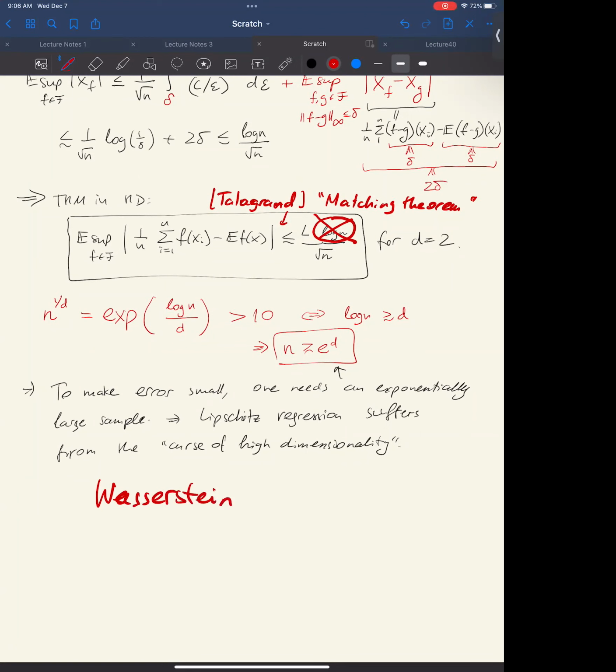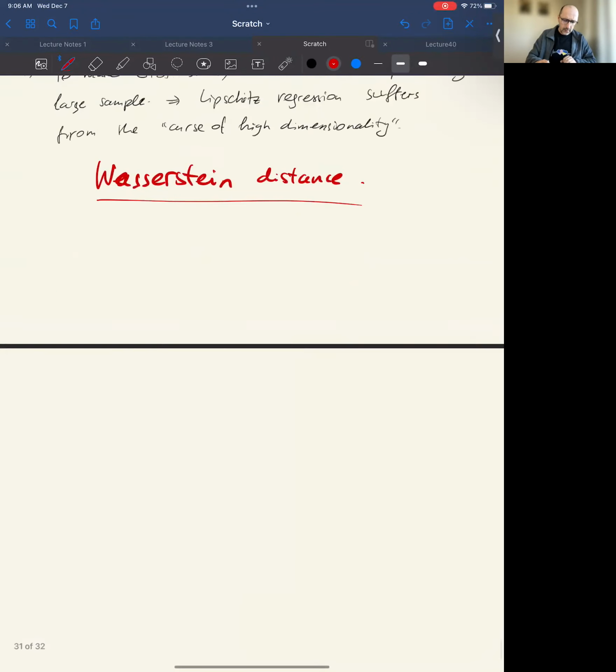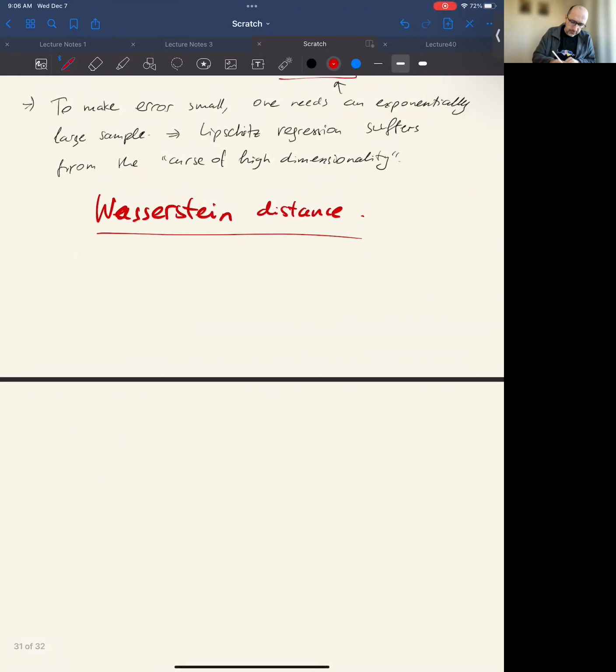Is it like the number of different components, or is it? No, it's an optimal transport distance. So suppose you have points like this, let's say, and you have points like this. The same number of points, let's say.